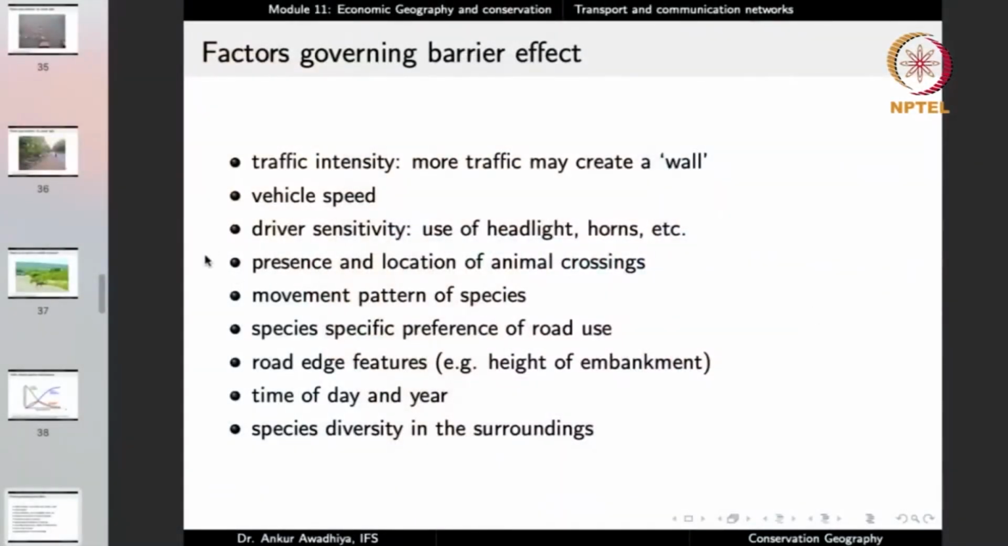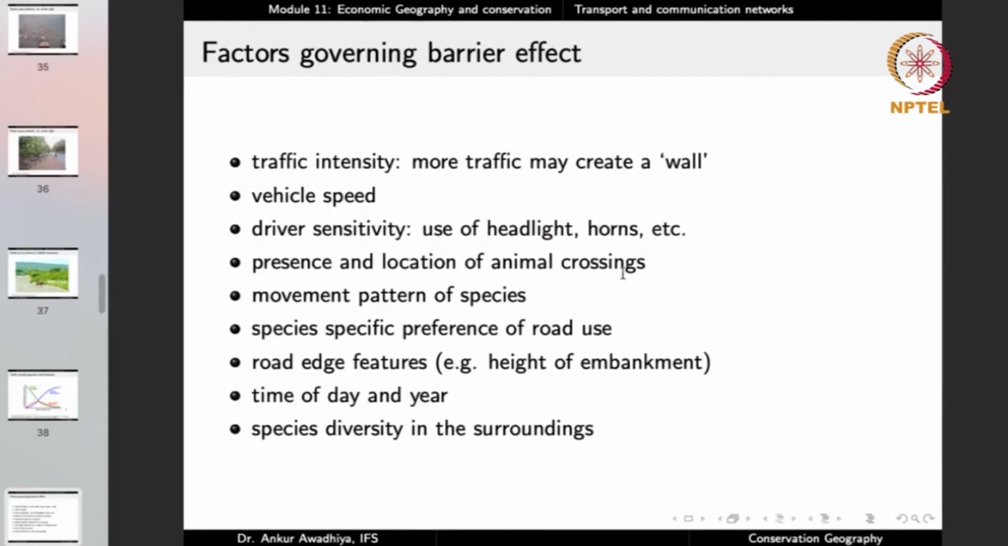The sensitivity of the drivers also matters. If there is a use of headlamps, or there is a use of horns, if there is a lot of honking, then the animals get startled, the animals get afraid. And when that happens, then even at a lower vehicular density, the road may act as a very good barrier for the animals. And thus it will accentuate the destruction of habitats or the rise in inbreeding depression in the animal populations.